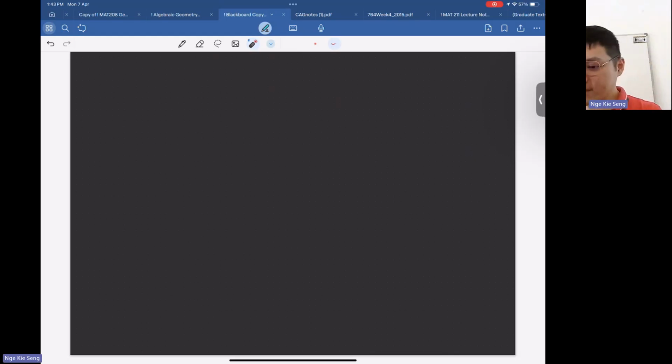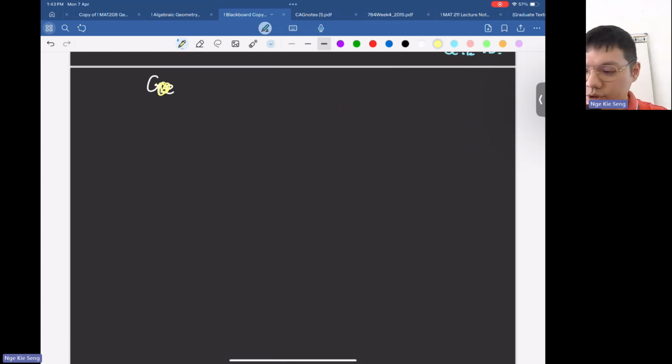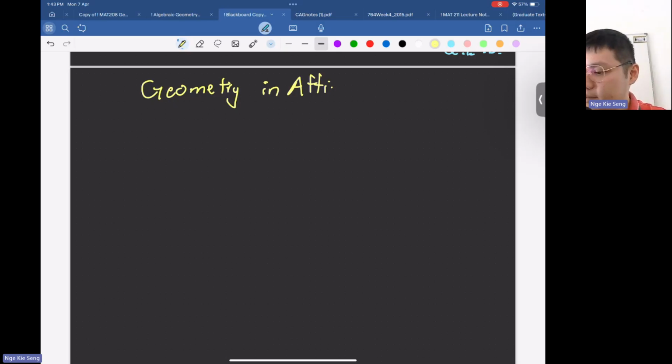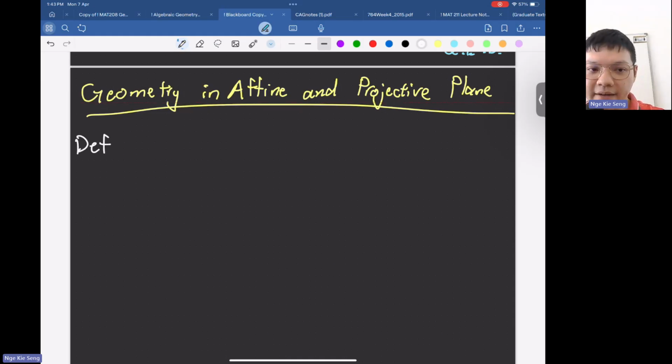All right, let's go a bit into geometry. Hopefully we can catch up on some progress. Let's do geometry in the affine and projective plane, up to two dimensions first, and see what picture we can get from these two objects. First of all, let's define a line. Again, this is a line in A2.